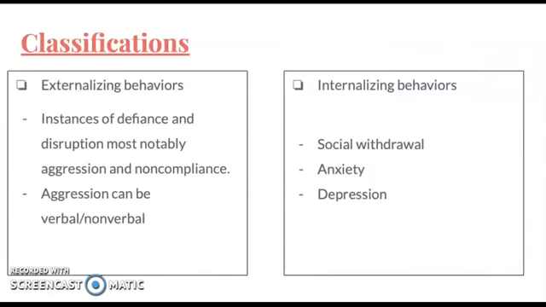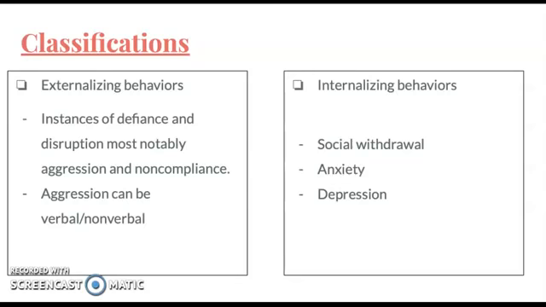As I said before, I talked about externalizing behaviors. There are classifications for EBD. The first one is externalizing behaviors, which is instances of defiance and disruption, most notably aggression and non-compliance. And aggression can be verbal or non-verbal. Some examples of this include yelling, teasing, tantrums, using profanity, stealing, property destruction, or even threats of violence or the use of violence towards peers and or teachers.